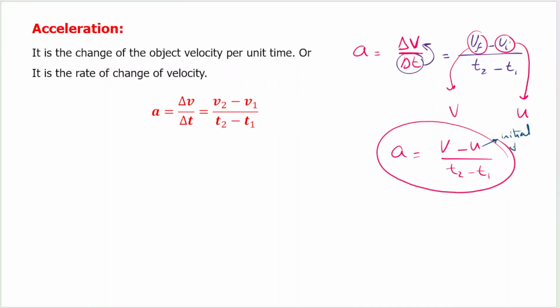u is the initial velocity. v means instantaneous velocity or final velocity. Of course, t means time, and a means acceleration.